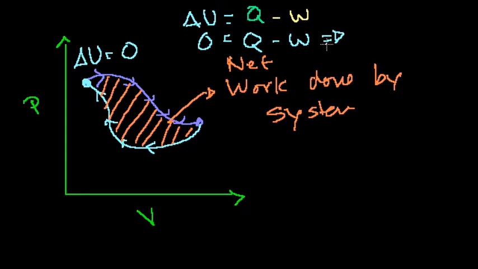Or, and I've done this little exercise multiple times. I think this is probably the 4th or 5th time I'm doing it. We get that the heat added to the system, if we just add W to both sides, is equal to the work done by the system. So this area inside of this path, I already said it's the work done by the system.